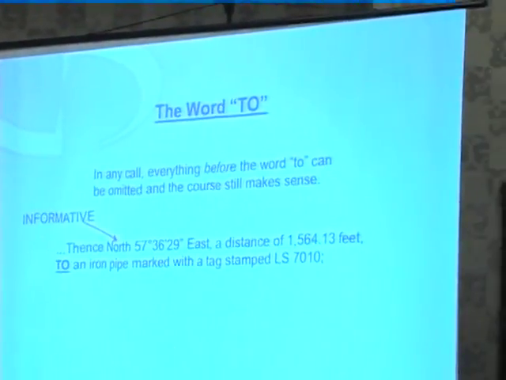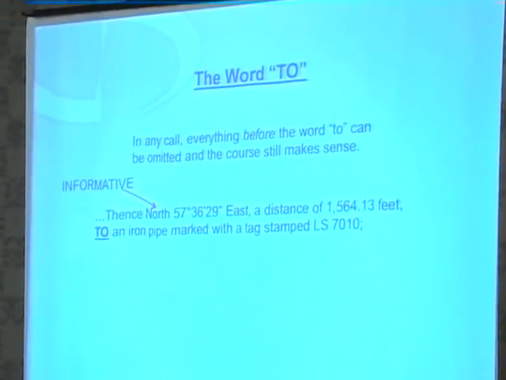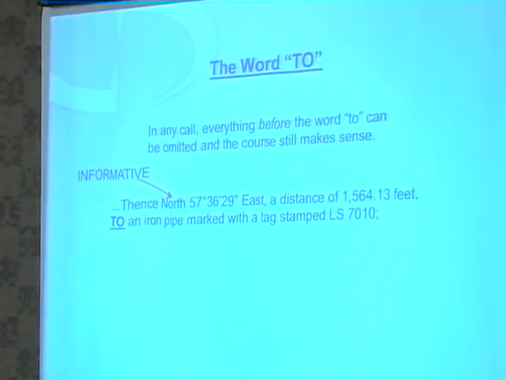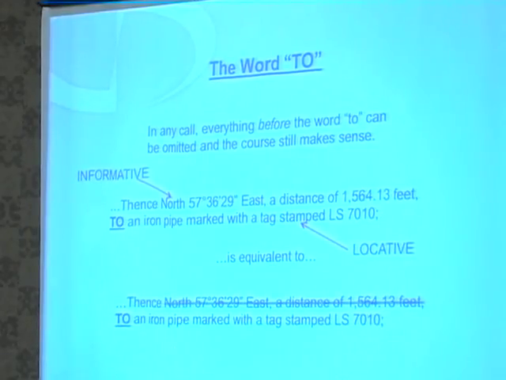Because what we can do with this is break this up into two clauses: what comes before the word "to" and what comes after the word "to". Everything before is informative. It's just some information. Everything that comes after is the absolute location. So you could actually read this: "Thence to an iron pipe." The bearing and direction just helps you get to the pipe. Now that's assuming there isn't a senior line in between where you are and the pipe, but we're going to that pipe.